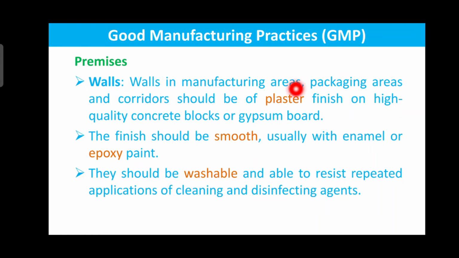So walls in the manufacturing areas, in the packaging areas and the corridors. You see how these sections are classified. In the manufacturing area, the packaging area and the corridors, the walls should be of plaster finish. This is what is mentioned, that it has to be plaster finish so that it is smooth. Why do you want a smooth finish? So that dust particles will not get lodged there.